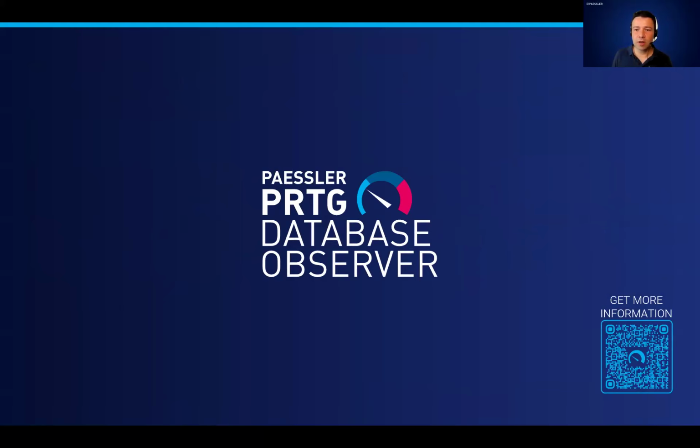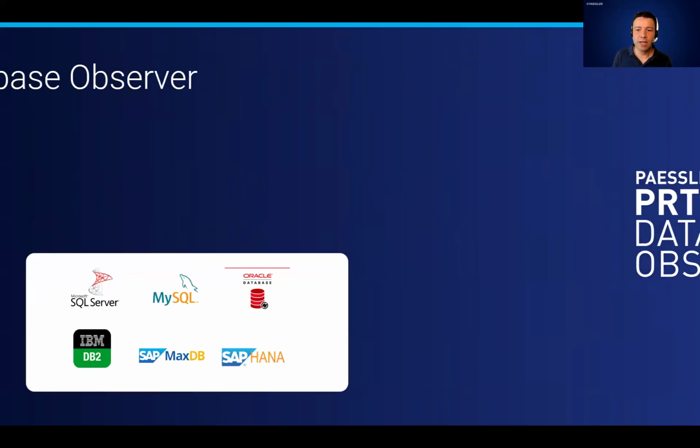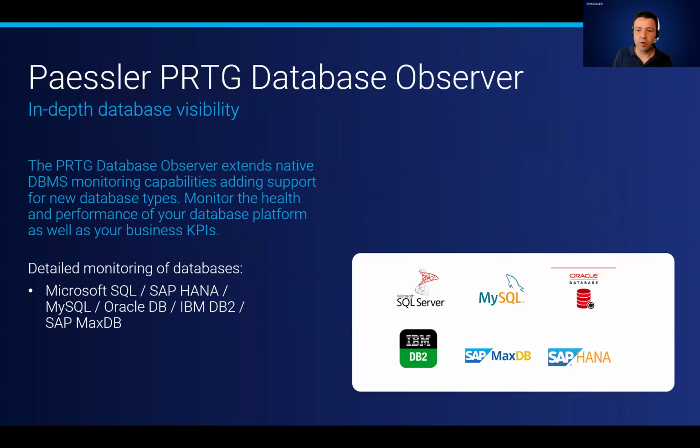Then there's the database observer. It's for you if you have some more advanced monitoring needs that go beyond the standard scope of what the onboard sensors provide. And that's what this extension is for. It's a standalone application that integrates with PRTG, and it brings advanced monitoring. So for one, it has the capabilities to monitor additional database types that you can see here. So more types than what we have native sensors for. That's one aspect, but even if you want to monitor some of the other database types that we do have sensors for, it makes sense to take a look at the database observer.